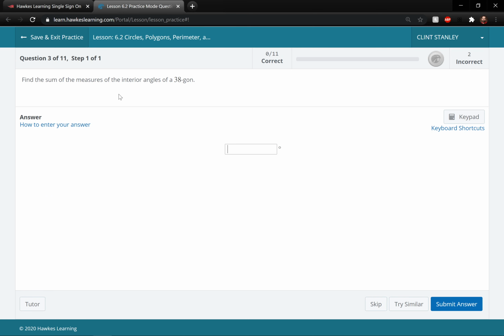Okay. Number 3 says find the sum of the measures of the interior angles of a 38gon. That's a 38-sided polygon. So there's a formula for this one, and once you get the formula, it's an easy little problem. The formula is n minus 2, so sides minus 2. We've got 38 sides here, so if we subtract 2, that would be 36 times 180 degrees. So for this problem, we would do 36 times 180 degrees and get our answer here. So having the formula is the important part on that one.